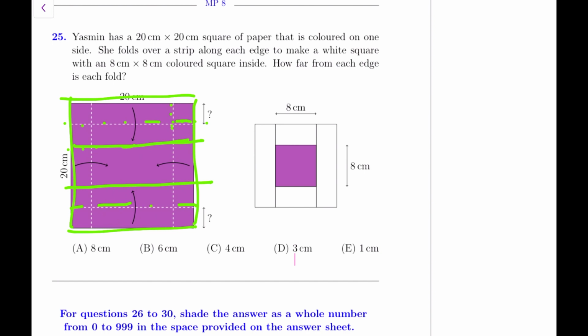Similarly, when this strip folds over, it will come here. When this strip folds over, it will come here. So finally, if you think about it, the only part that will be visible in purple will be this little part. And as the question told us, it's 8 centimeter by 8 centimeter. So if you don't understand, try to grab a square piece of paper, fold along the edges and see how it works out.